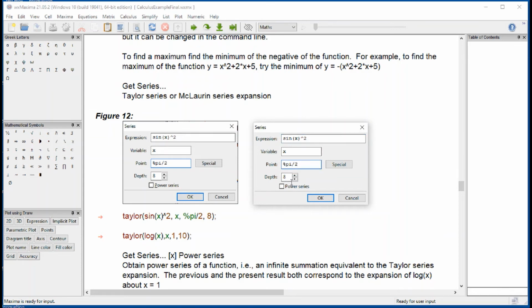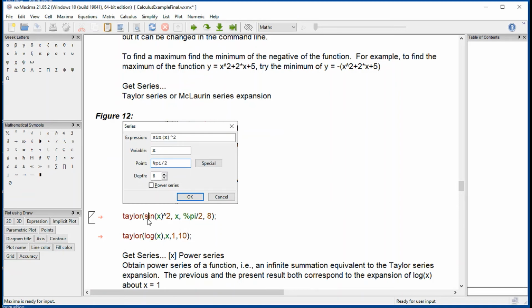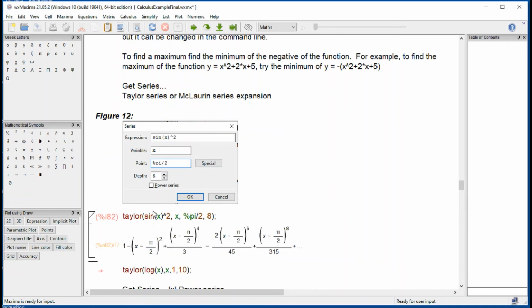The depth indicates how many exponents or terms are going to be included. Let's raise this to 10, and let's say OK. And so it shows that if I include up to the 10th power, my series is going to look like this, with these 3 dots indicating that the series continues. All right, so that's the example I just did right now. The original version with 8 would have given me this result.